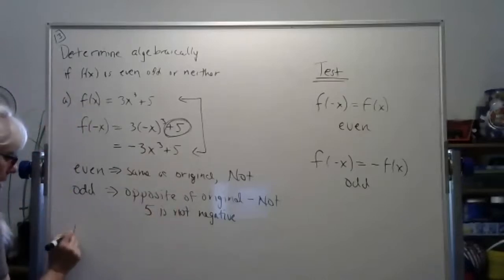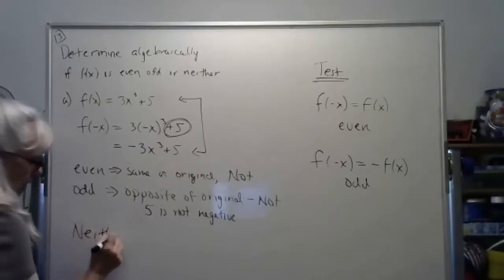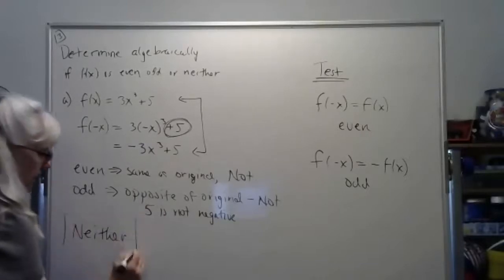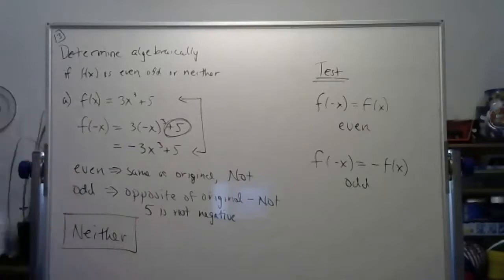So this particular one is neither. And that's my final answer. It's not even and it's not odd. It's neither. In other words, it has no symmetry to the origin and it has no symmetry to the y-axis. That was sneaky. Let's do another one.